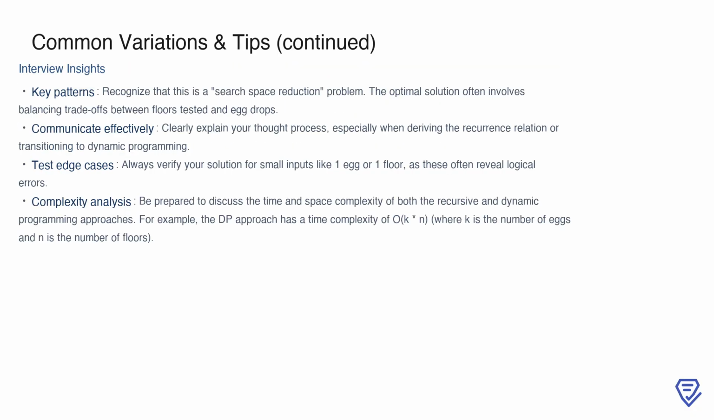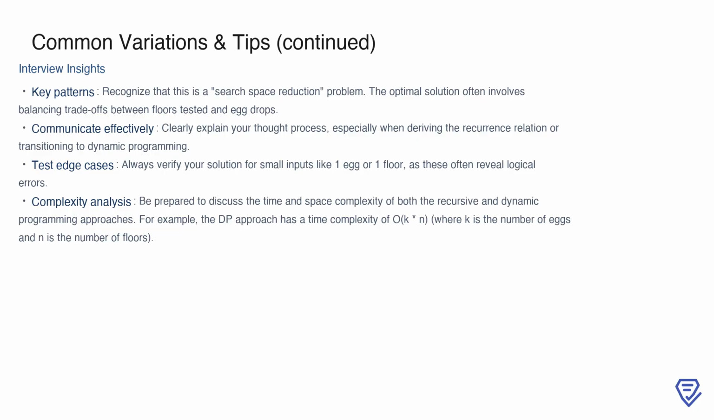To succeed in an interview setting, there are a few key insights to keep in mind. First, recognize that this problem revolves around reducing the search space. The optimal solution is all about balancing the trade-offs between the number of floors tested and the number of egg drops. Communicating your thought process clearly is equally important. Interviewers value candidates who can articulate how they derive the recurrence relation or transition to dynamic programming.